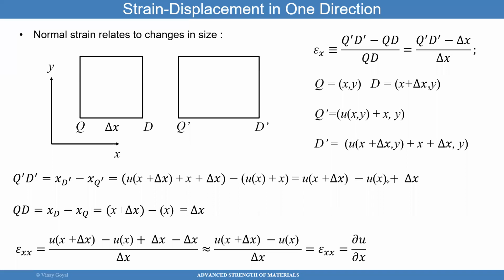I can then repeat the same process for the other strains, the other directions. I can do the same process in the y and the z direction. So if I call v the deflection in the y direction, then epsilon yy, the strain in the y direction, is partial v with respect to y. And finally, out of the plane of this page, w is the deflection out of the plane of this page. Epsilon zz, which is a strain out of the direction of this page, is partial w with respect to z. So you have three strains here related to three deflections.